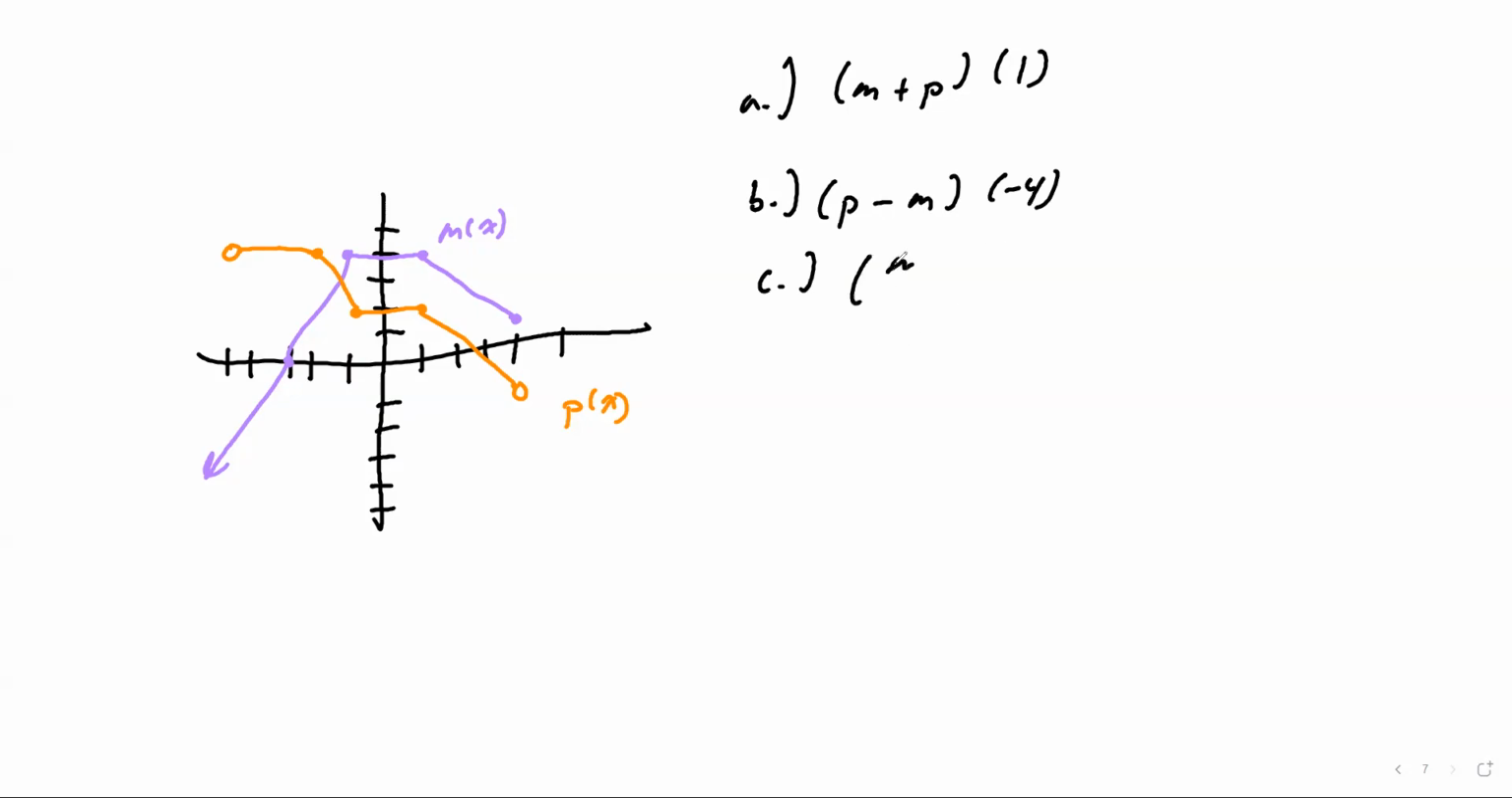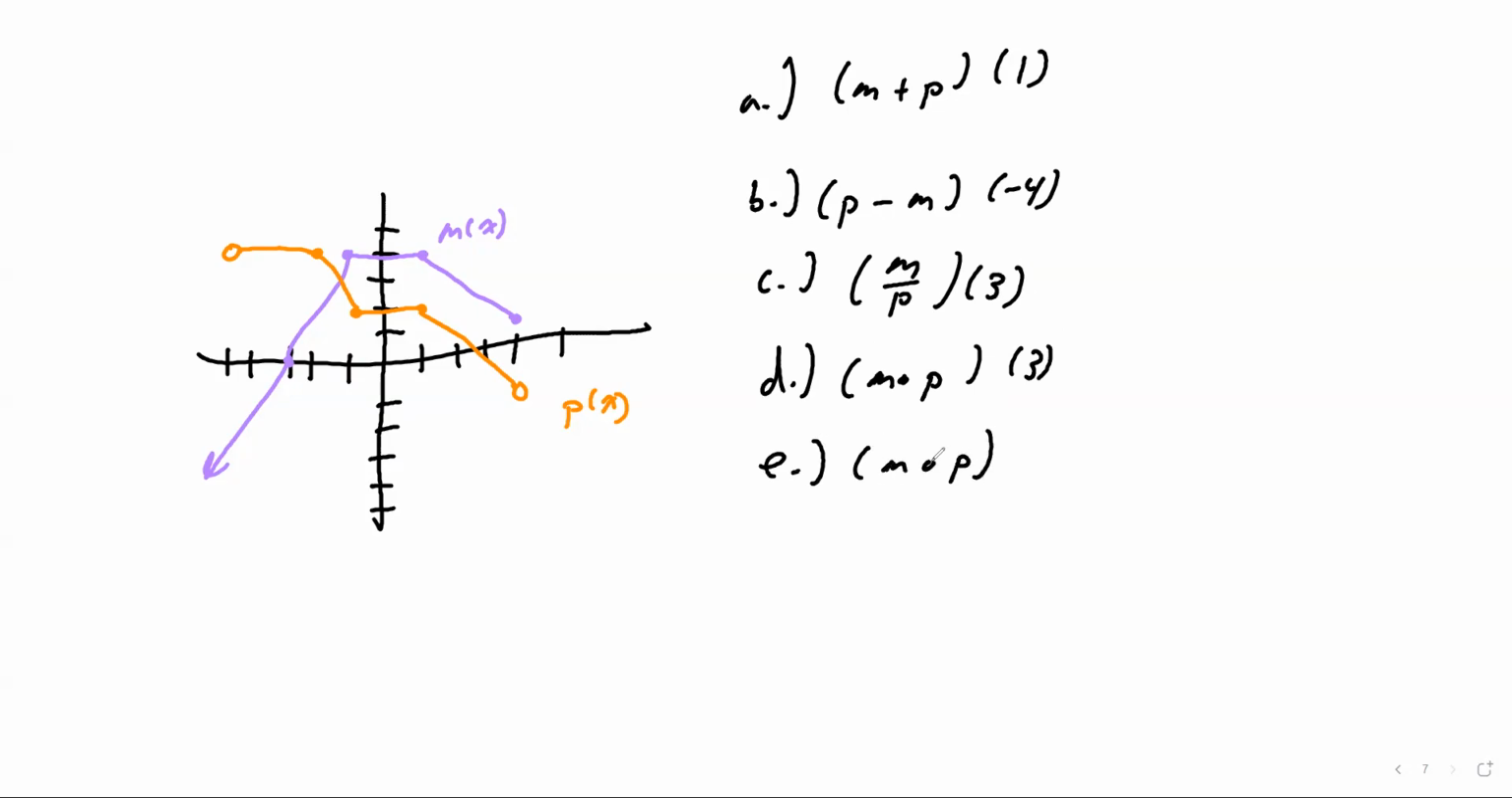It's going to ask you m over p of 3. It's going to ask you m times p of 3. It's going to ask you m of p, that's an open circle, of 0. It's going to ask you what is p of m of 0, again, open circle. And then it'll also ask you p of m of negative 4.